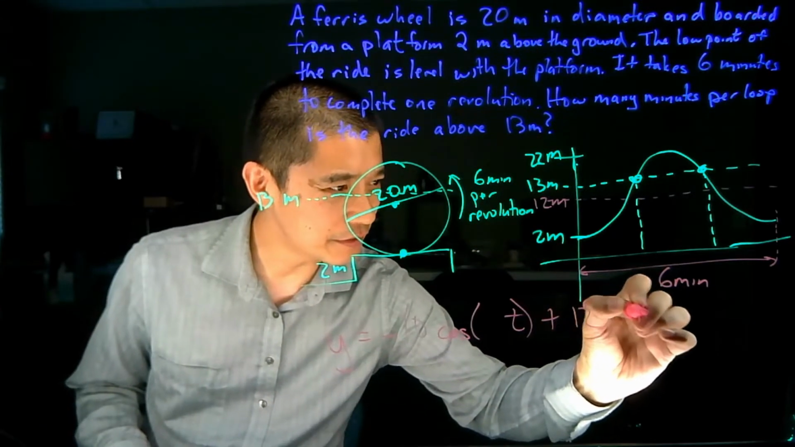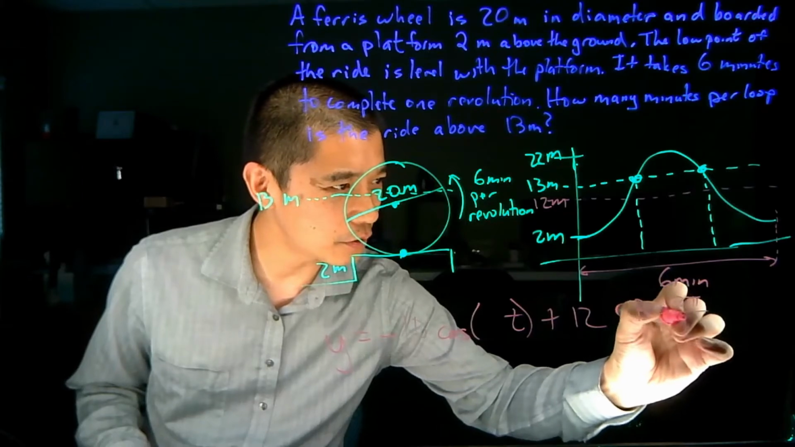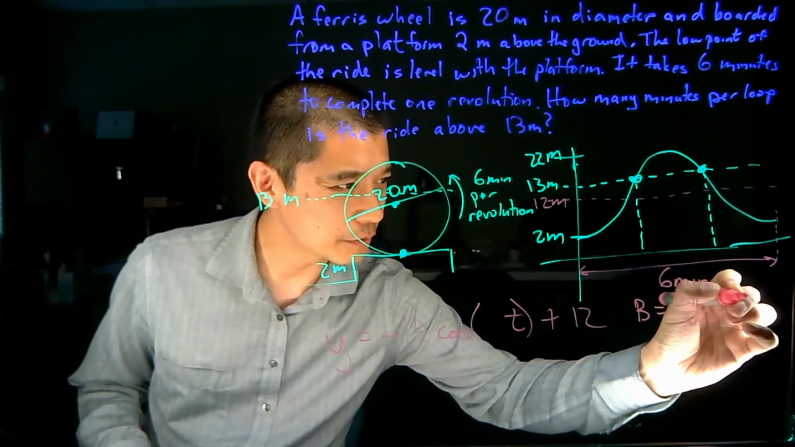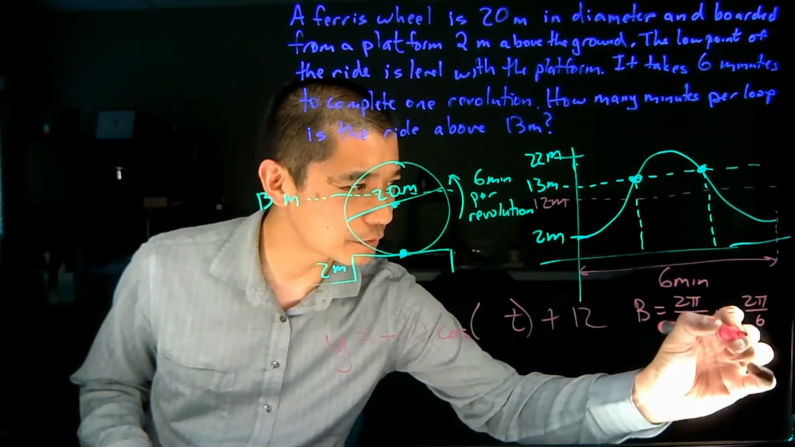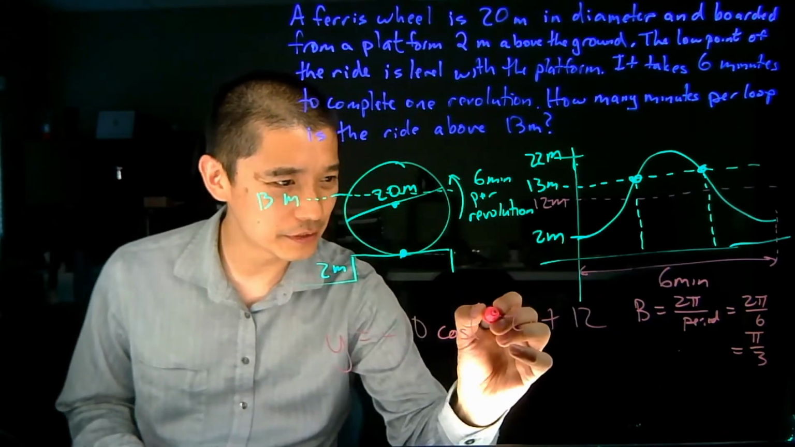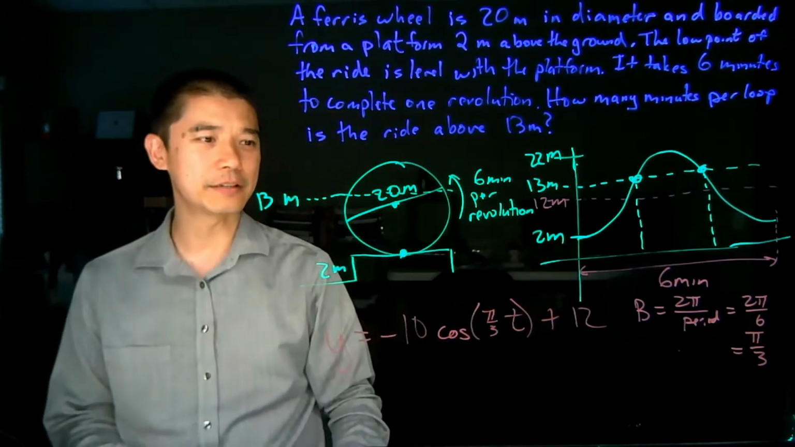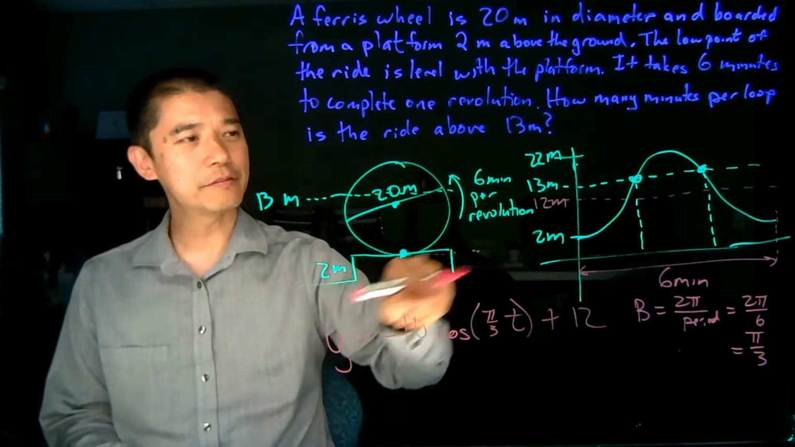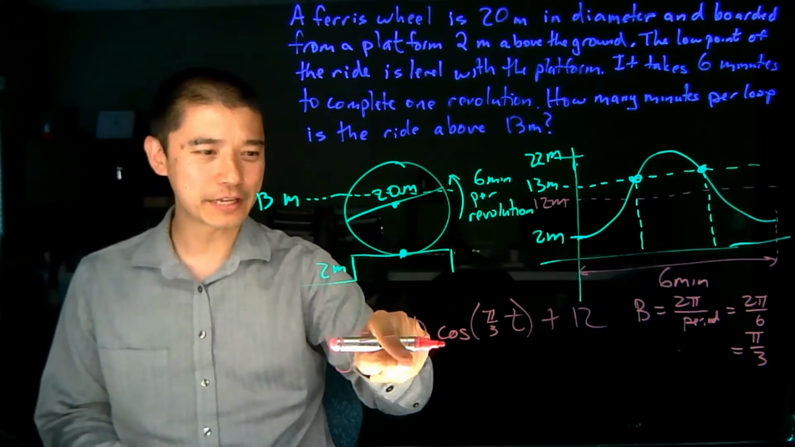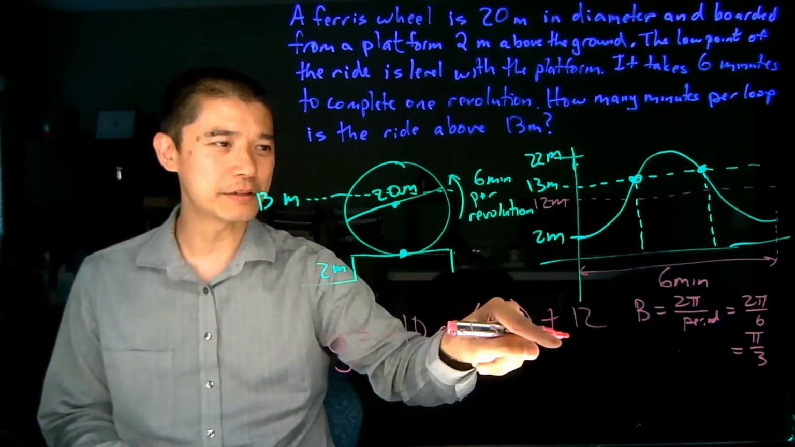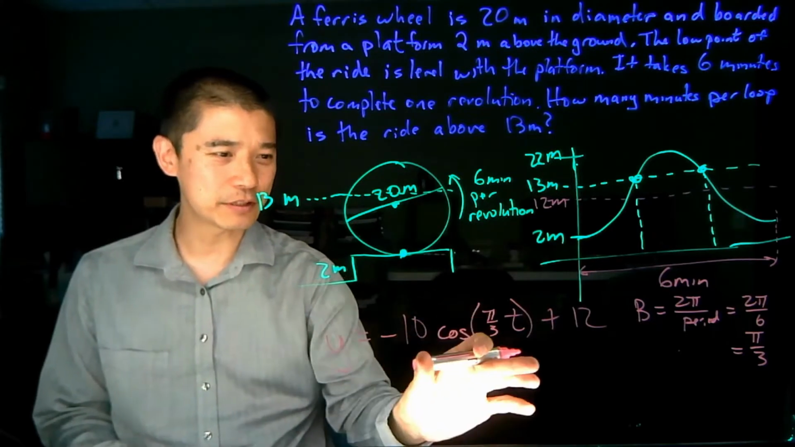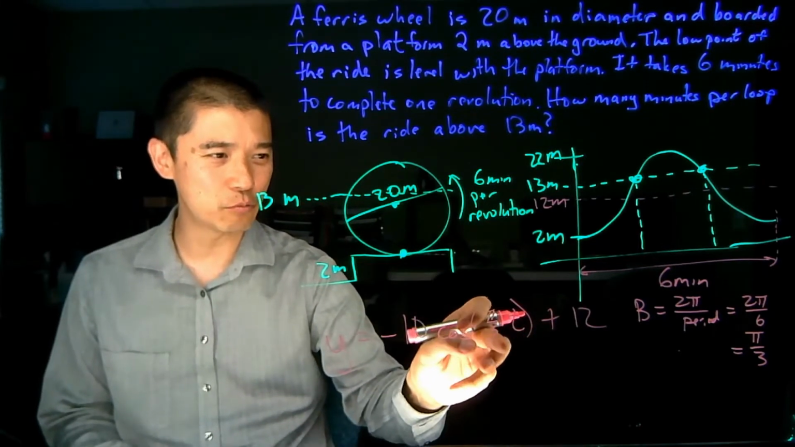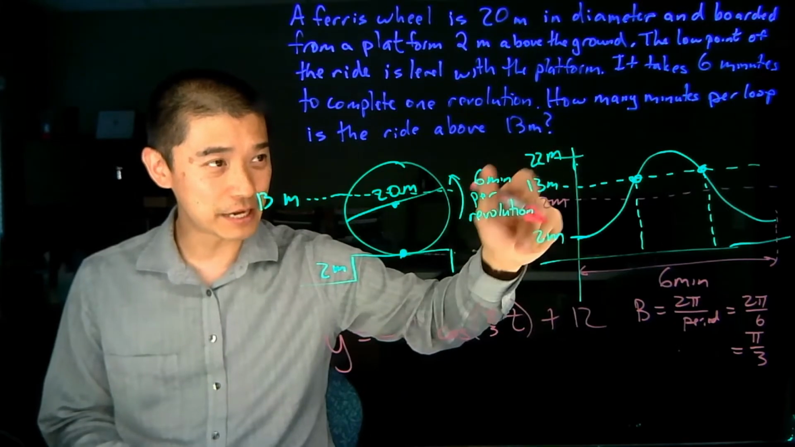Our b value is 2 pi over the period, which would be 2 pi over 6, which reduces to pi over 3. So pi over 3t. The model of the height of the rider is y equals negative 10 cosine pi over 3t plus 12. And just like with the last one, we're going to need to solve for this to figure out what times the passenger will be at 13 meters of height.